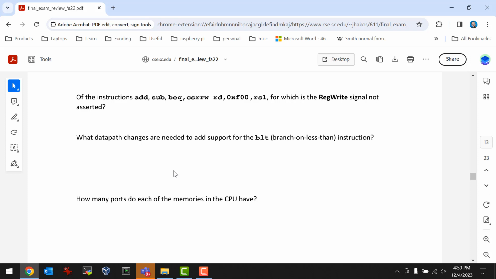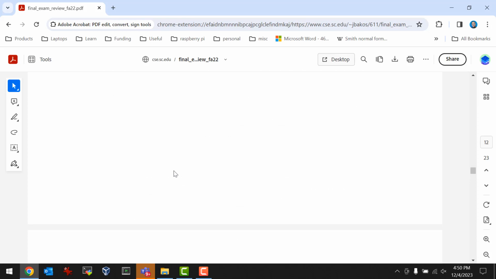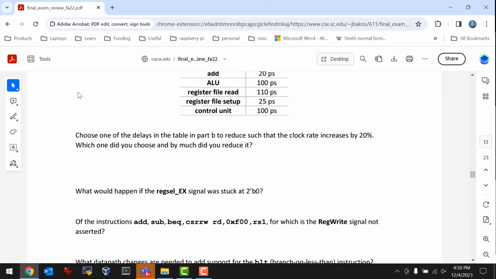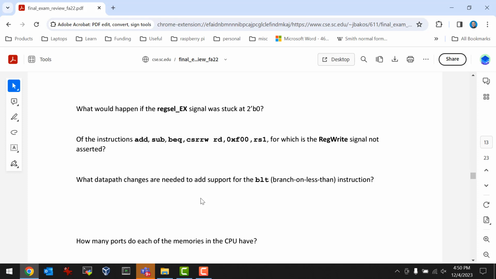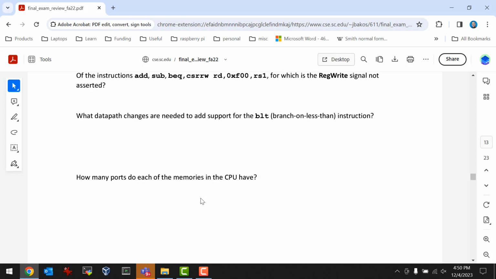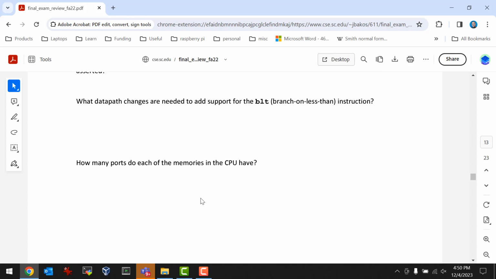Okay. What datapath changes are needed to add support for the branch on less than instruction? Wait, don't we have that? I thought we had that instruction. We have that, right? Yeah, we have that. Yeah, I don't know, nothing.